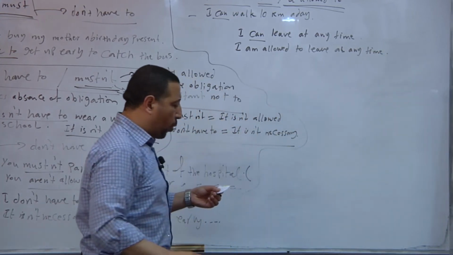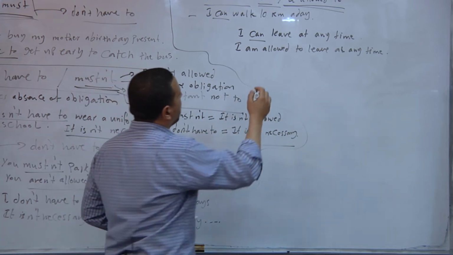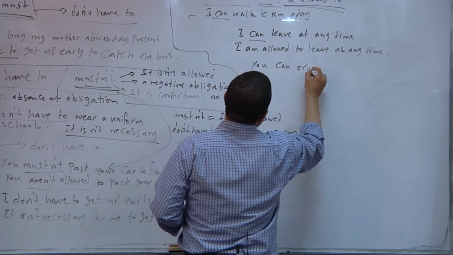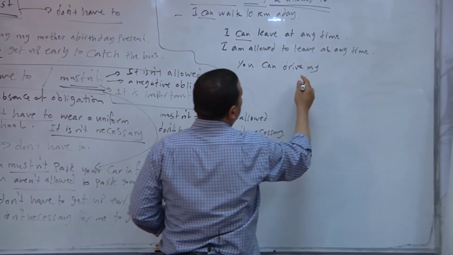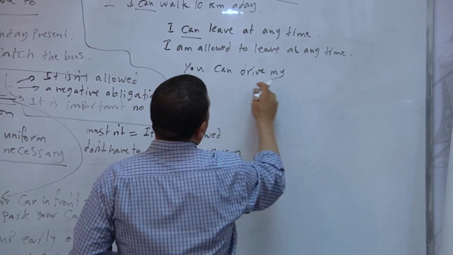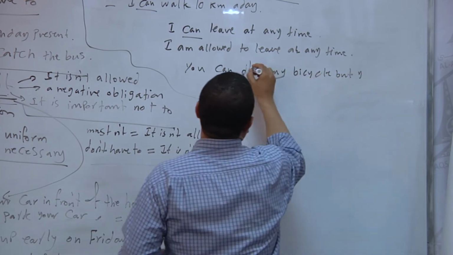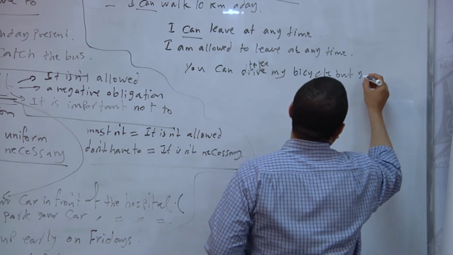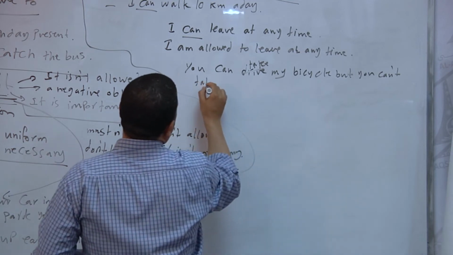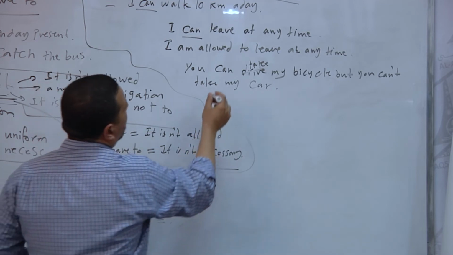So I can walk 10 kilometers, okay? So you can leave early today. You can leave early today. You can drive, or you can take my bicycle. You can take my bicycle, but you can't take my car. Okay? So you can.